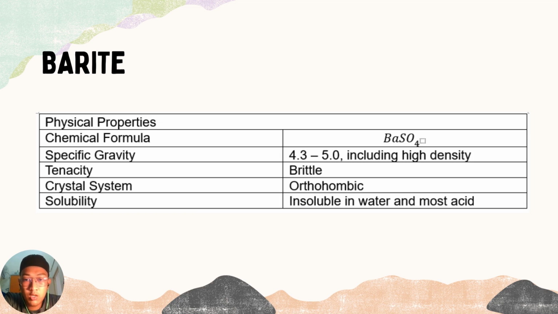So this is all about the physical properties. The chemical formula is BaSO4. Barite has a specific gravity from 4.3 to 5, including high density. Barite is brittle and anhedral, and also insoluble in water and most acid.